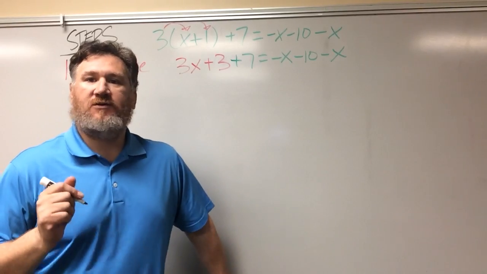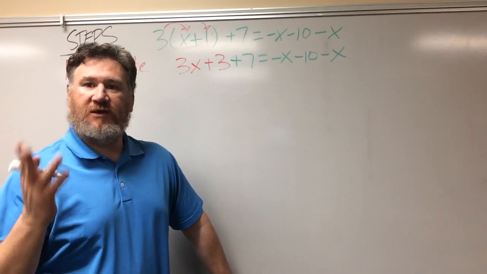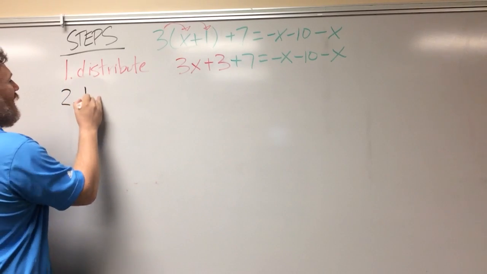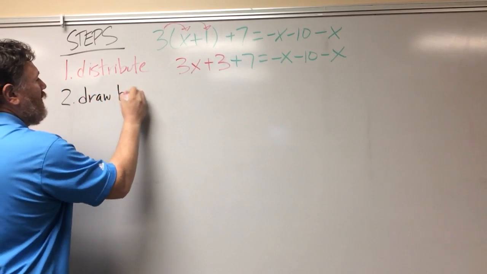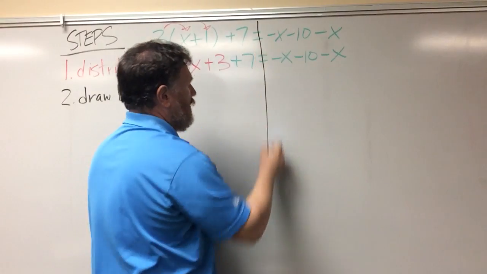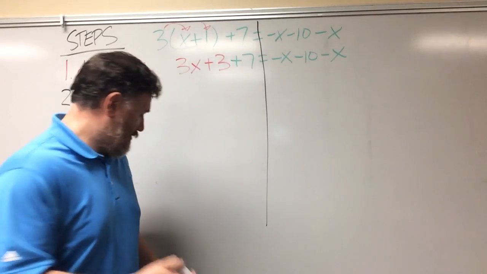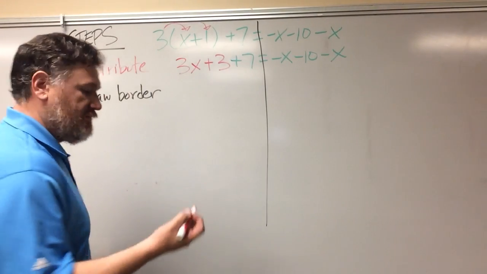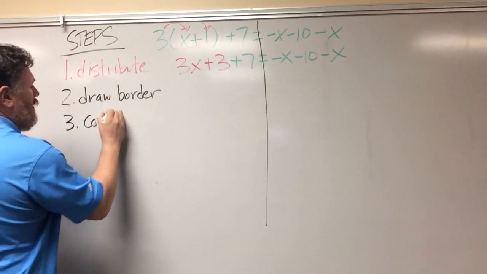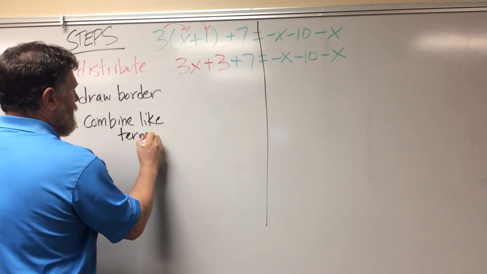After we have distributed, and you can see there's no more parentheses in our problem, the next thing we want to do is our second step, which is to draw the border. We want to separate the left side from the right side of the problem. So I'm going to draw a line just straight down through the equal sign that we will use to keep our left and right separated, which is going to be important for our next step, which is to combine like terms. We can only combine like terms that are on the same side of the equal sign.